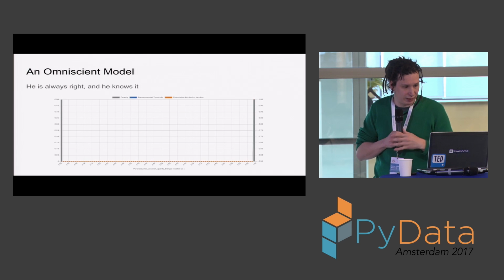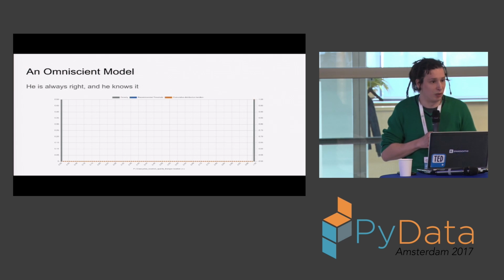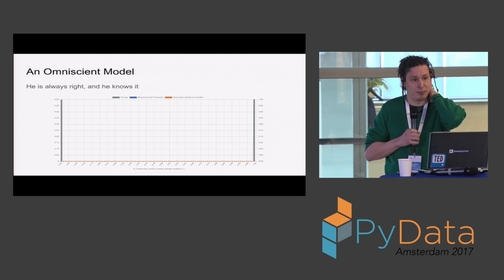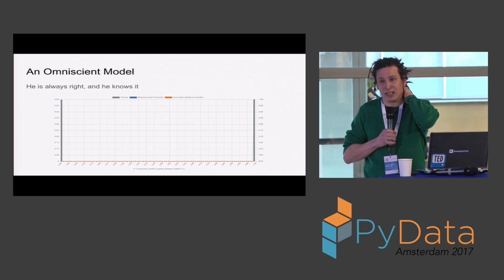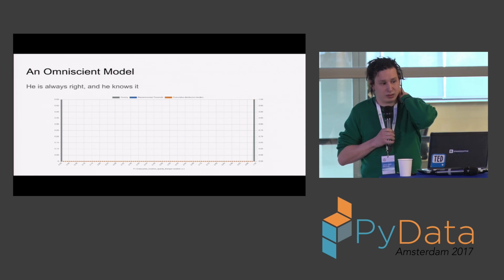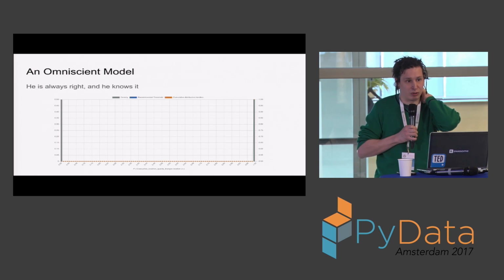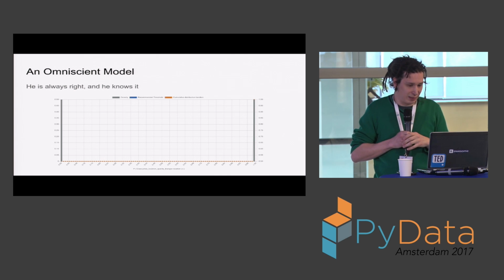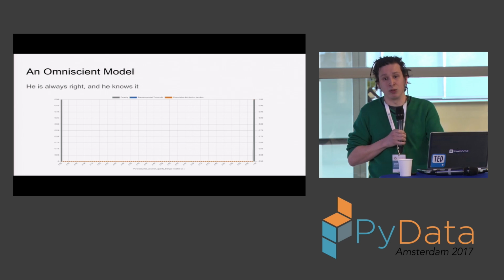The first one is what I call an omniscient model. This is a model that is not only always right, but it knows that it's always right. What this means is it will never give you a probability. It will always give you 1 or 0, and it's always the correct answer. So if we have such a model, which is absolutely ideal, it doesn't exist, and we apply this response distribution histogram, it would look like this.